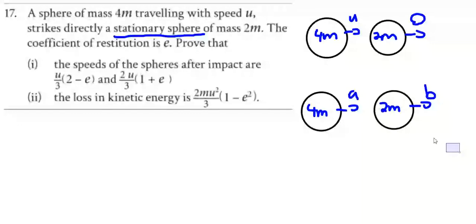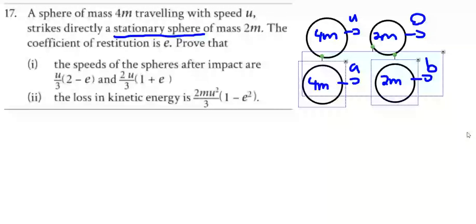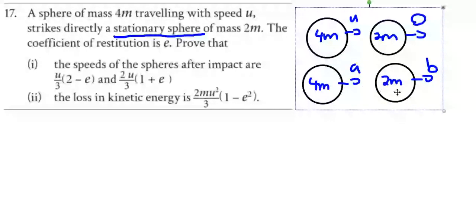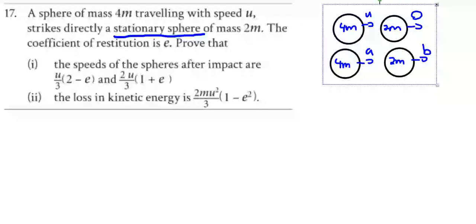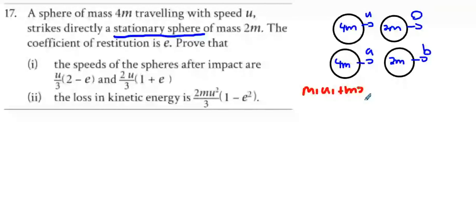And now I have this information gathered, and it's just a matter of me using this information and trying to put it into the equation. Now I'm going to start with PCM. M1 U1 plus M2 U2 equals M1 V1 plus M2 V2. All right, let's do it.